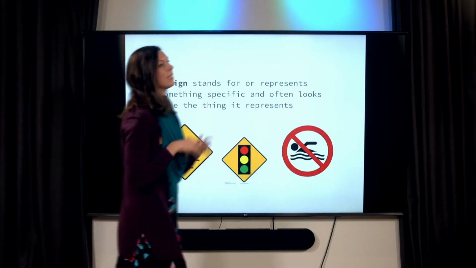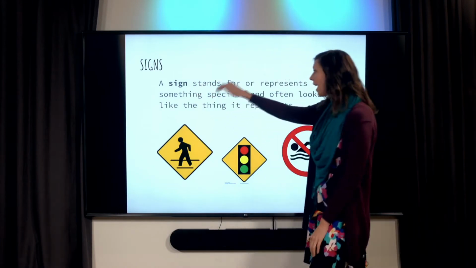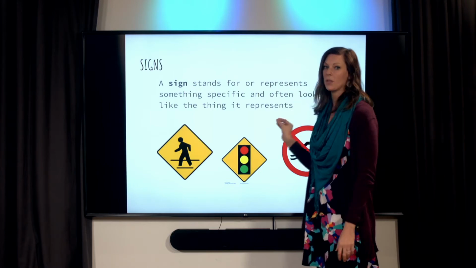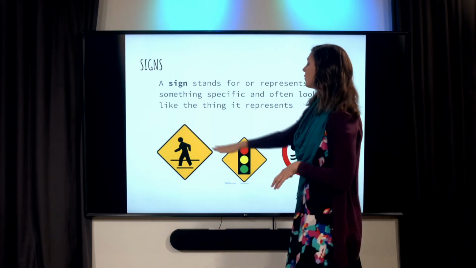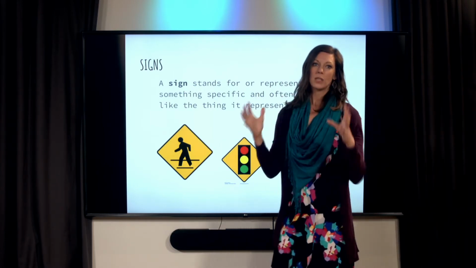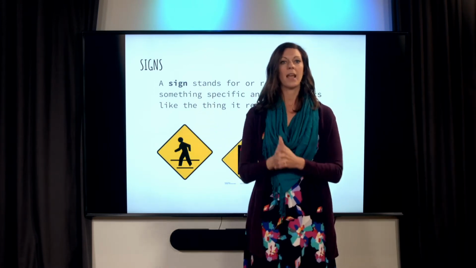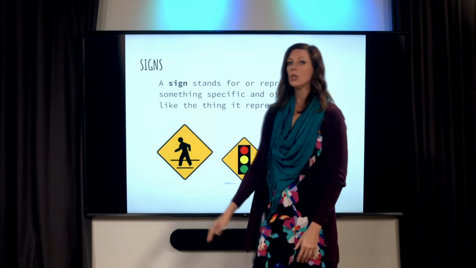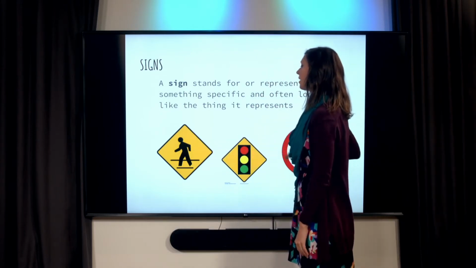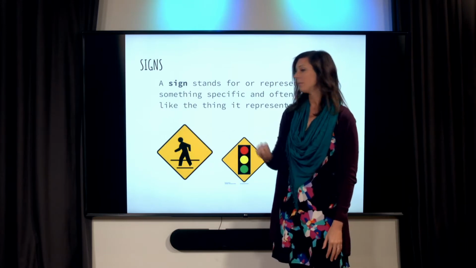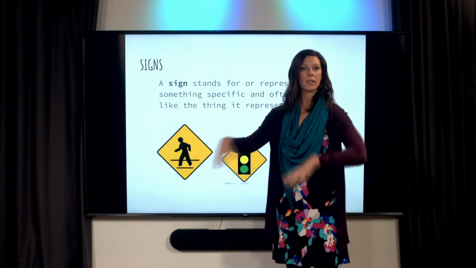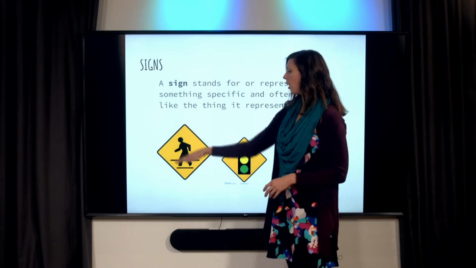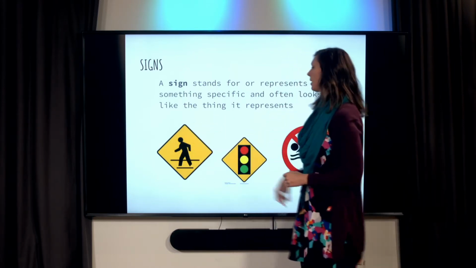So the first thing is a sign. A sign stands for or represents something specific and often looks like the thing it represents. In this case, I've given you some examples here. Say we're in the US and English is our primary language. Even if you were not an English speaker, you could tell what is being communicated here by the picture, right? You know that someone is walking across. That is a visual symbol. That is not something that is dependent on language here. We all can sort of discern what this means.